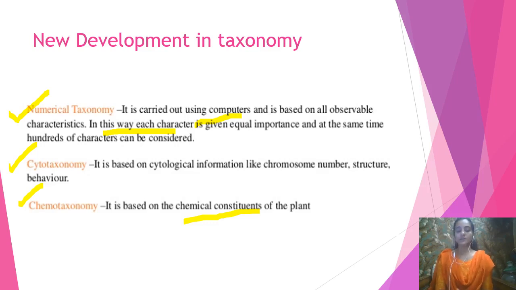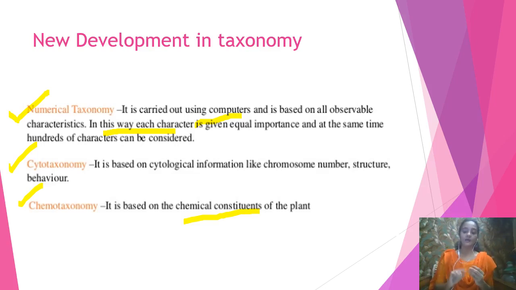Okay, so these are the modern developments in taxonomy. We use numerical taxonomy, where numbers and codes are assigned to specific characters, and that eases the process of classification. Cytotaxonomy, where we focus on the cell structure and chromosomal behavior. And chemotaxonomy, where we consider the chemical constituents of the plant. Okay, so I think it's all clear for you.